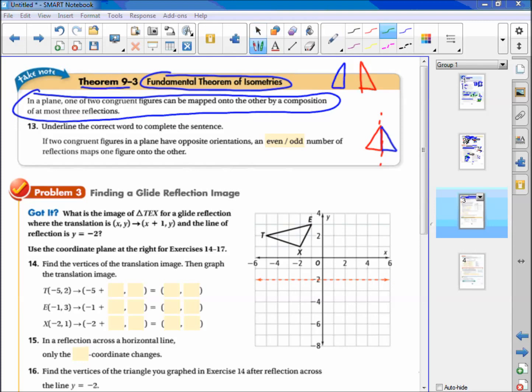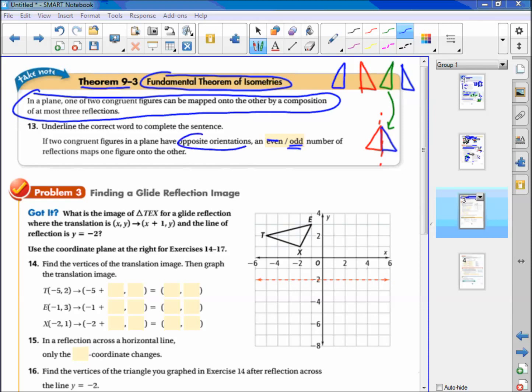Okay, my second reflection is going to flip it back around, but I want my final one to be back here, so I have to do a third one to get its orientation back around. So if I know that they're going to end up being congruent and their orientations are opposite right now, then I'm going to need an odd number of reflections to make this work.